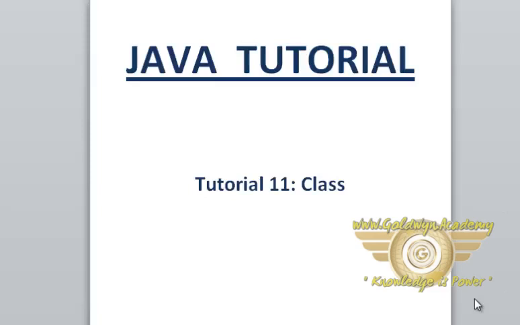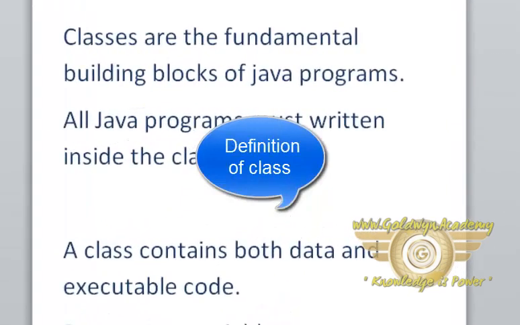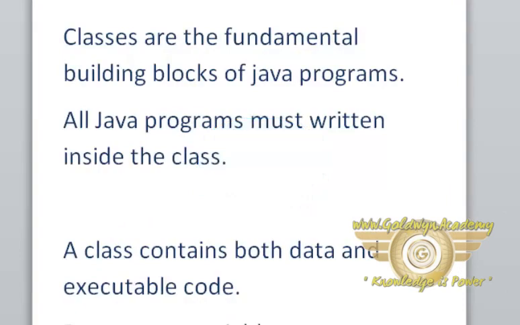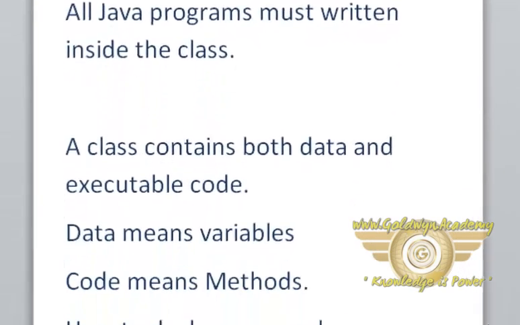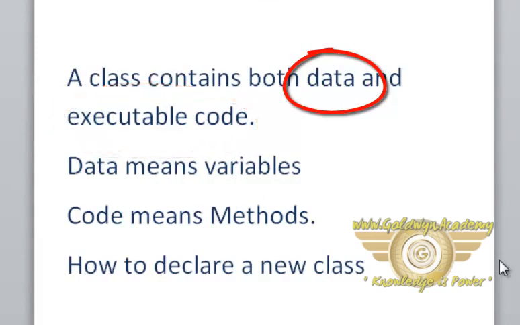In this tutorial, we are going to discuss the class, which is an important part of the object-oriented programming language. Let's go through the definition. Classes are the fundamental building blocks of Java programs. All Java programs must be written inside the class. A class contains both data and executable code. Here, data means variables and code means methods.